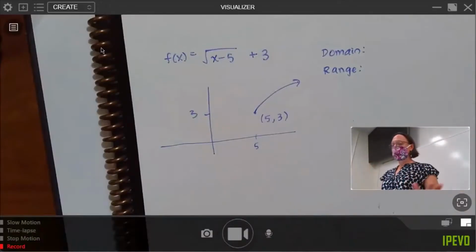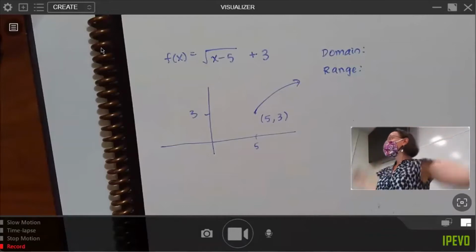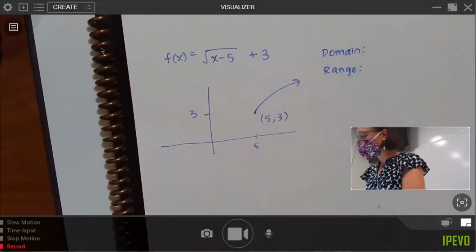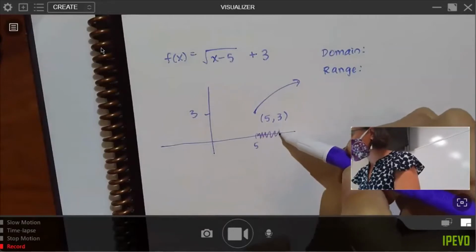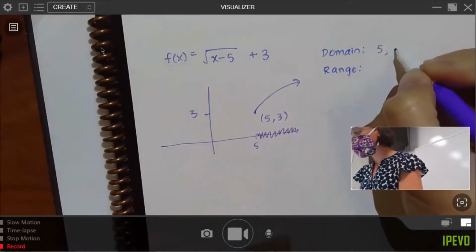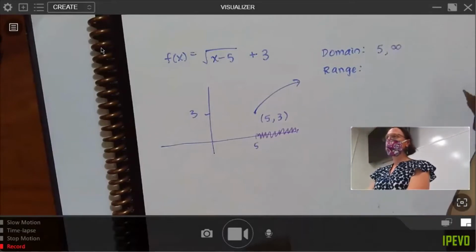So I saw some answers. I'm not seeing answers in the Zoom chat, which is fine. But domain, just like in words, is all the values that X can take on. So if I'm thinking about this graph, then my domain is all of the X values over here, or from 5 all the way out to infinity.